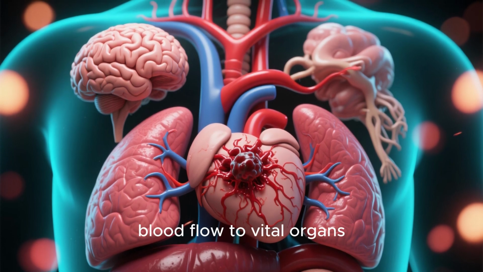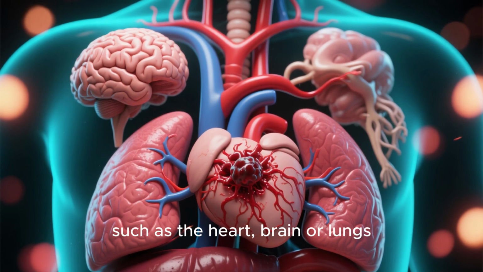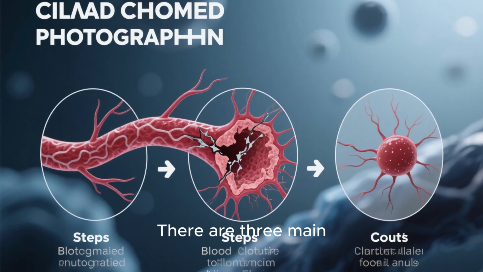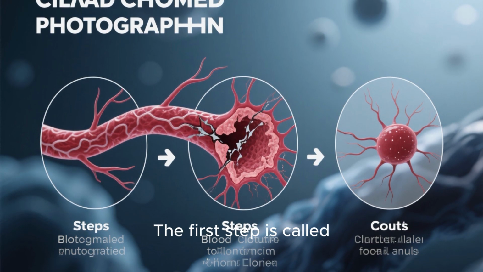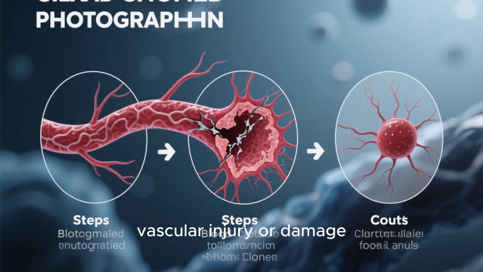If they block blood flow to vital organs such as the heart, brain, or lungs, there are three main steps in the formation of a blood clot. The first step is called vascular injury or damage.